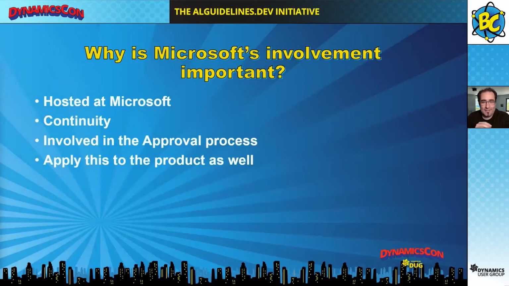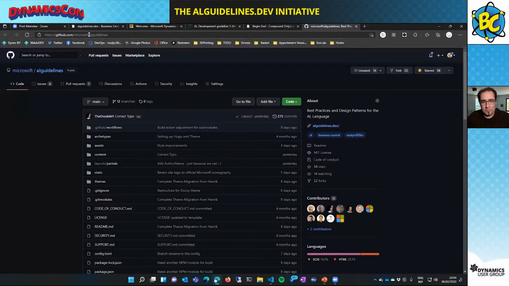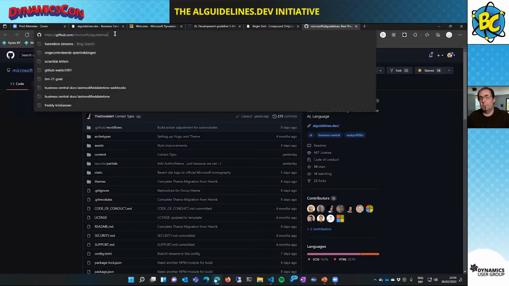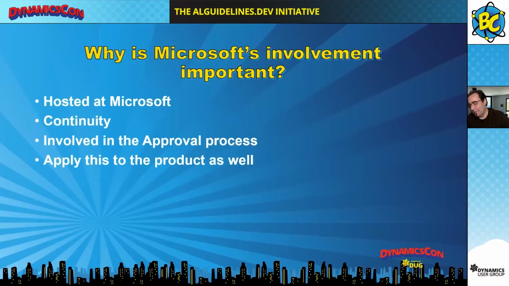To end this part, why is Microsoft's involvement so important? Well, first of all, it is hosted by Microsoft. You might have seen it already. Let me go back to the site. The GitHub repository is Microsoft's GitHub repository. Yeah, Microsoft is hosting this site. Microsoft is hosting this repository, and that kind of guarantees the continuity. I mean, if I stop doing this and Jeremy stops doing this, and basically all of us, well, Microsoft won't be able to stop this. And they will guarantee a follow-up.